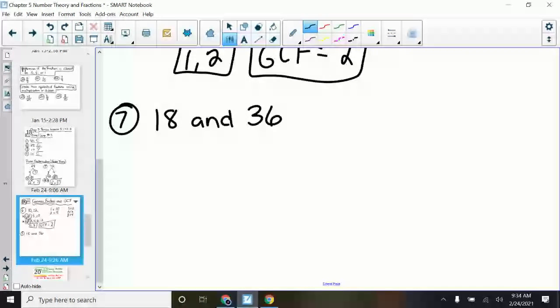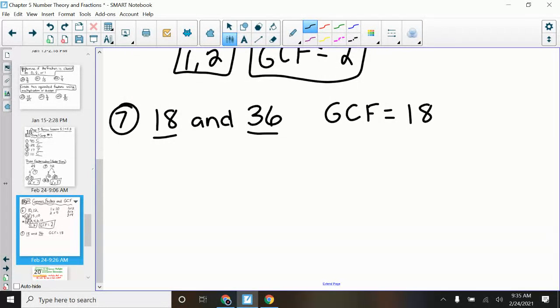Excellent. So in case you didn't hear what she said, because I know these masks sometimes muffle our voices, she said right away, and I know a lot of you saw it too, 18 will fit into 36 perfectly. So instantly, she and a lot of other classmates identified that the greatest common factor is 18, okay? But if all we had to find was the greatest common factor, then we would be done with that problem. But we're not. It's asking us to list the common factors too. So this takes a little more time.